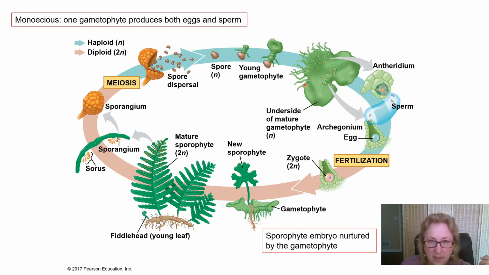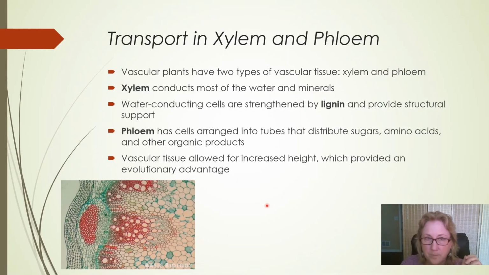It's still an embryophyte, because you remember the definition of all plants are embryophytes. An embryophyte means that the embryo is dependent on its parent. And in this case, we have our tiny little female, our little gametophyte. That's where the embryo is going to grow.